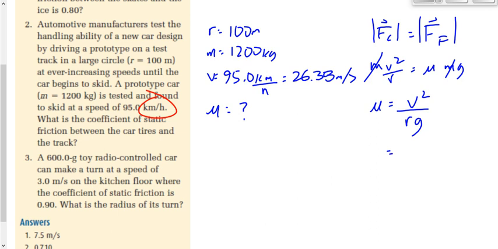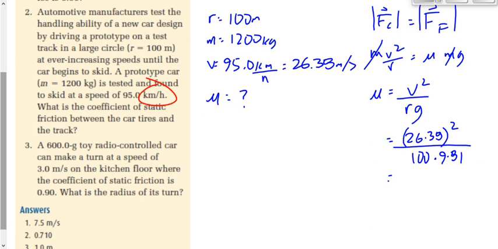V is, we said, 26.38 meters per second. Don't forget to square that. R is 100 meters, and g is 9.81. When you do the math there, we should get 0.710. Does that seem like a reasonable number?